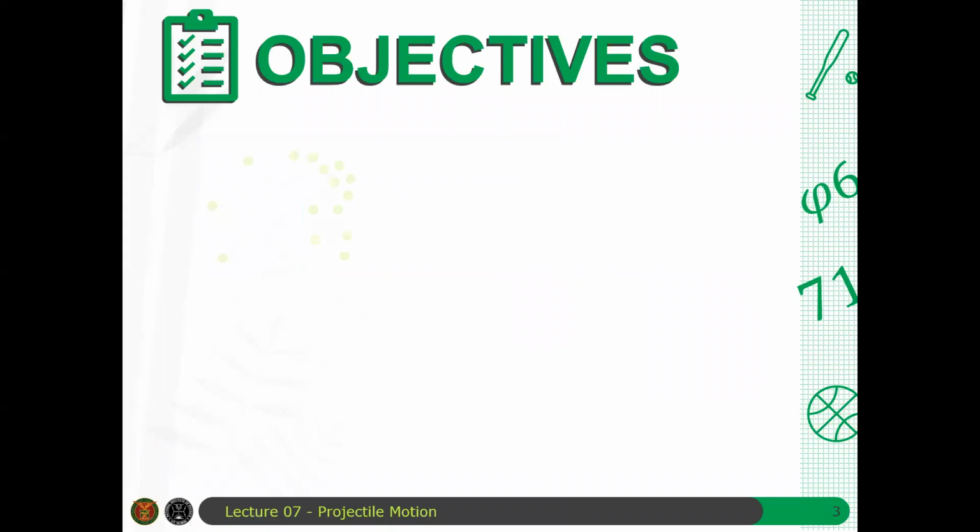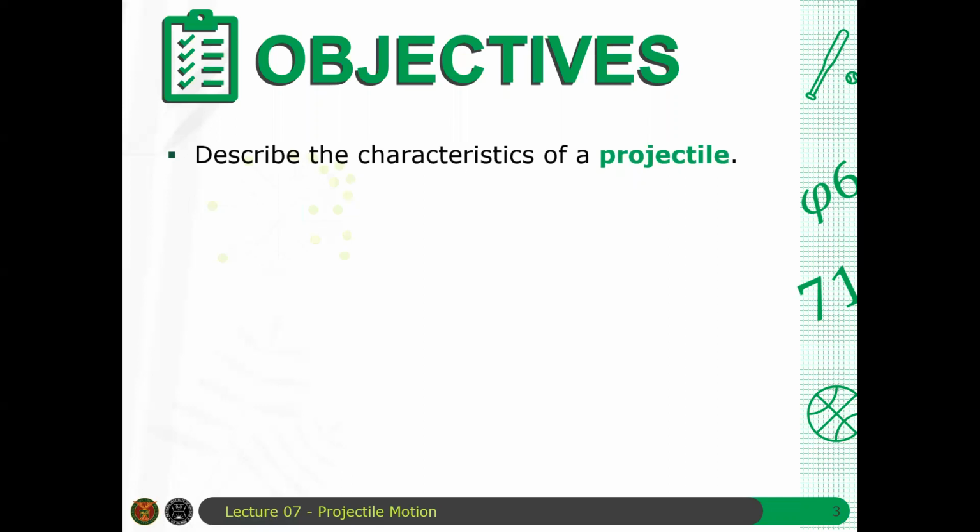The objectives for this discussion are the following. First, we describe the characteristics of a projectile. So what are the assumptions needed for us to say that something is called a projectile, or the motion of something, or the particle, is in a projectile motion? So ano yung mga assumptions na yun na kailangan natin para masabi nating projectile ang isang projectile?